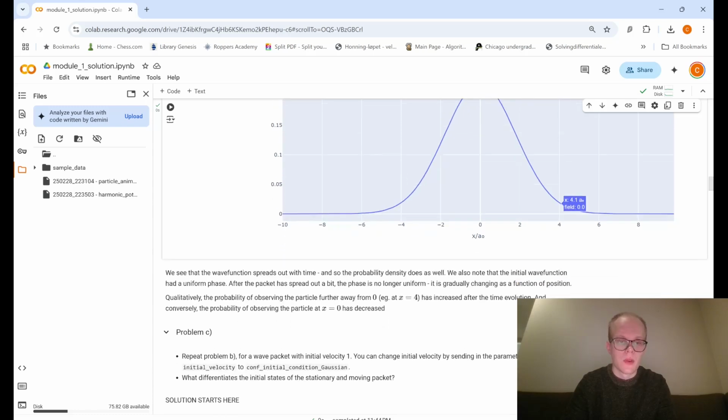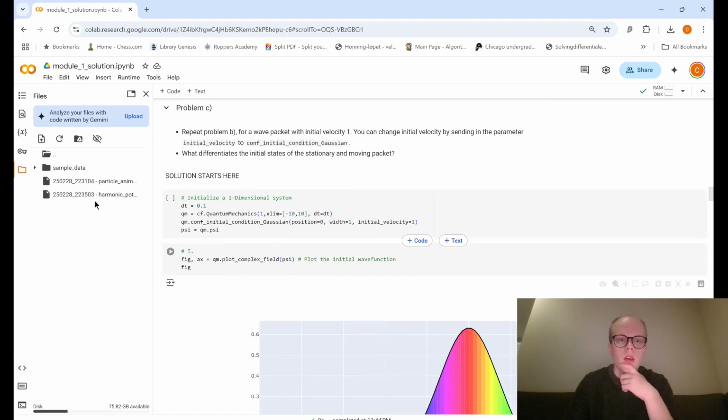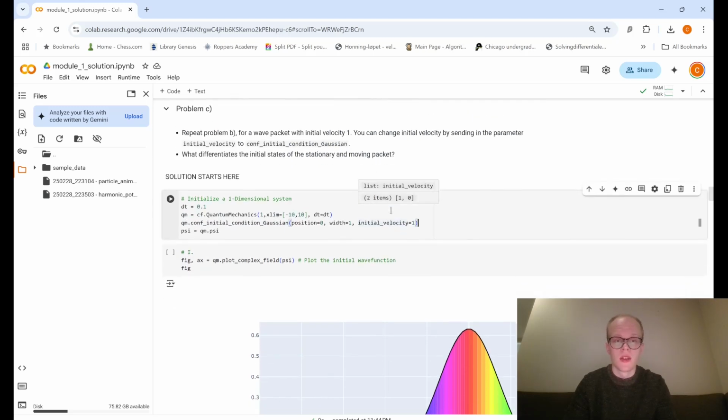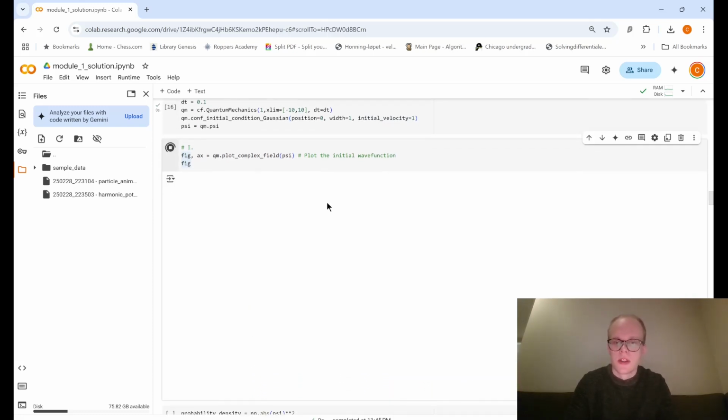All right, awesome. Let's move on to the third subproblem. In this problem, we're just supposed to repeat what we did in B, essentially just plotting the wave function. But we do this for a wave packet with initial velocity 1. The way we set this initial velocity is we send in a keyword argument into this function, conf initial condition Gaussian, which sets up the initial wave function. So let's just do that. Shouldn't be too hard. All right, let's plot the initial wave function.